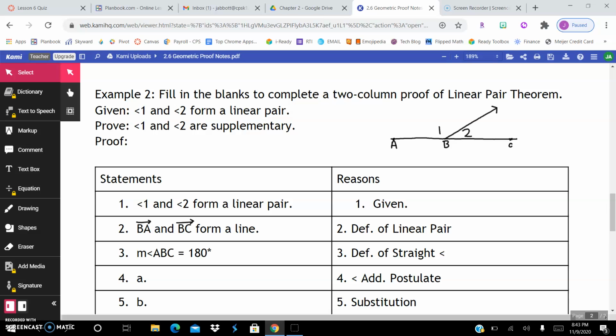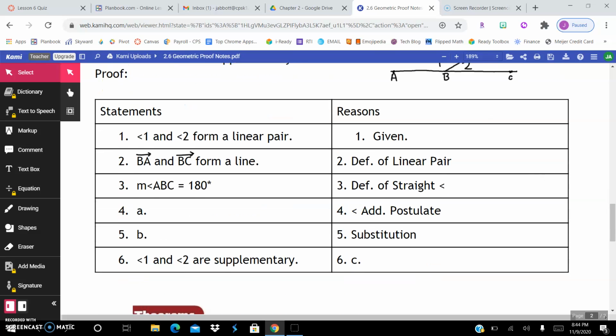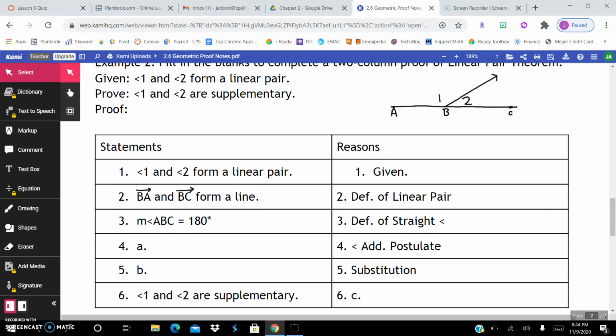So we are given that angles 1 and 2 form a linear pair, and we have to prove that angle 1 and angle 2 are supplementary. So using the statements here, we have to fill in the missing. So they start with angle 1 and angle 2 form a linear pair because that was what's given to us, so we have to start there.